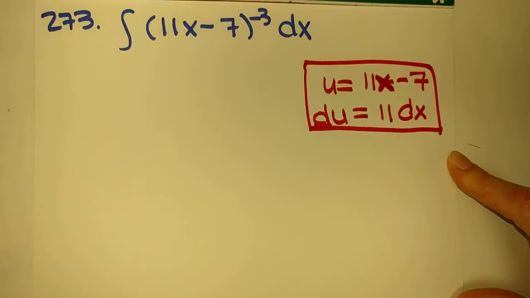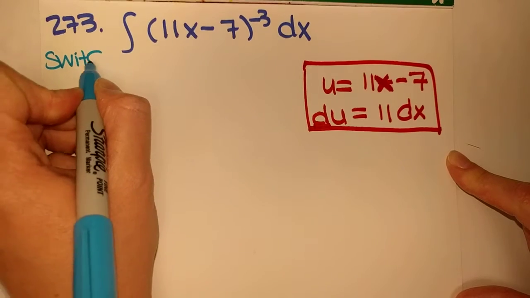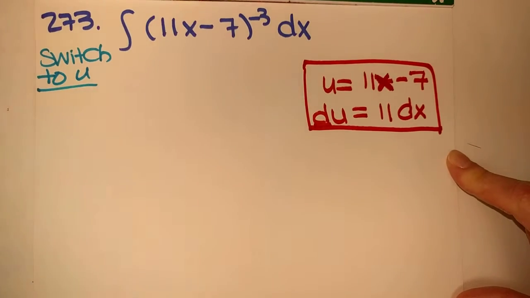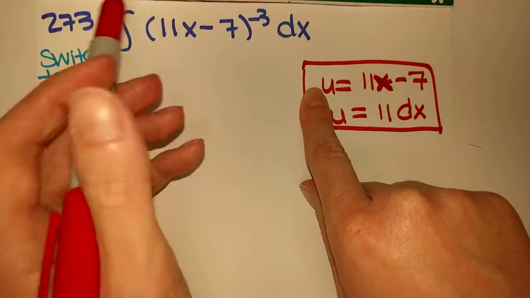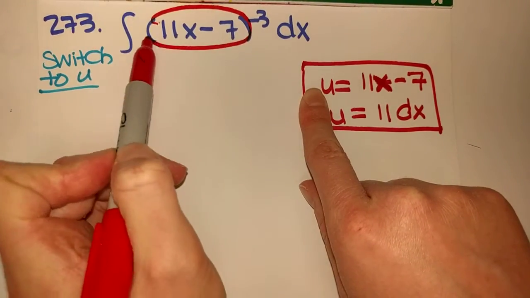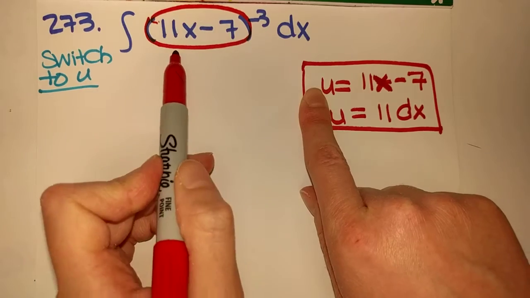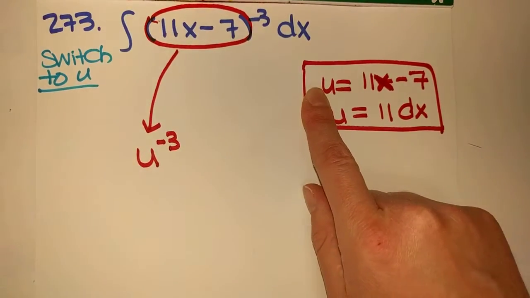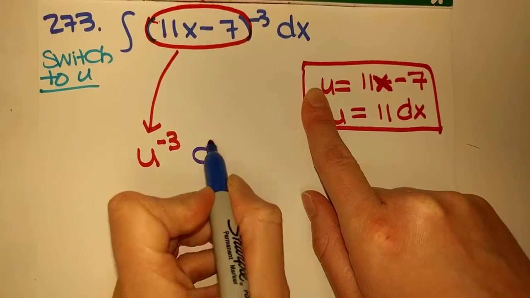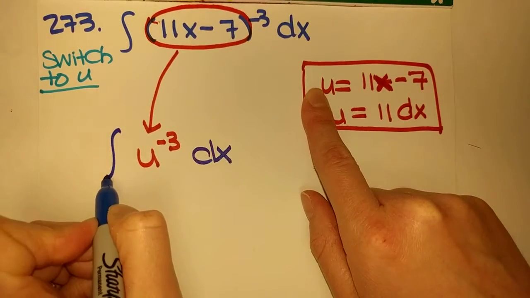So our focus now is going to be on switching all of this to u. That's our first step. To do that, I always start with what u is defined as and make that replacement. So all of this 11x minus 7 is becoming u to the negative third. And that will leave us with a dx and the integral sign.